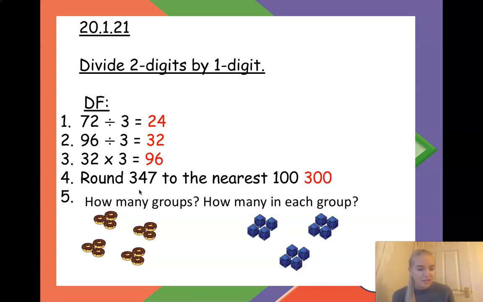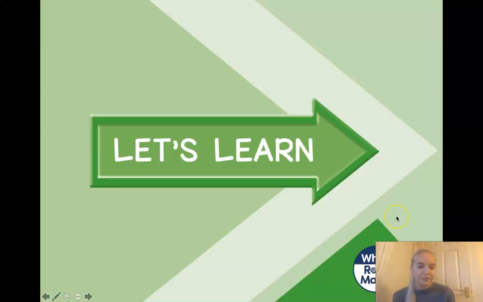Number 5 then, it's asking you 2 parts to this question. How many groups and how many are in each group? So we can see here that there are 1, 2, 3, 4 groups, and there are 3 donuts in each group. Whereas here we have 1, 2, 3 groups, but this time there are 4 cubes in each group. Okay, so have a think about that.